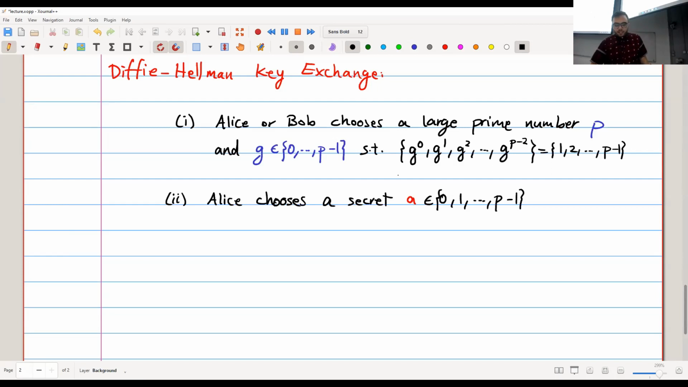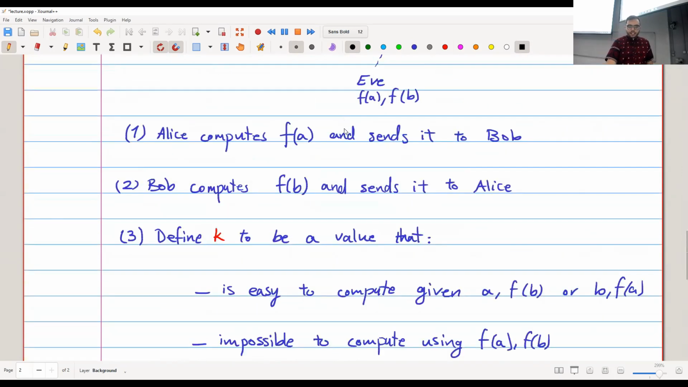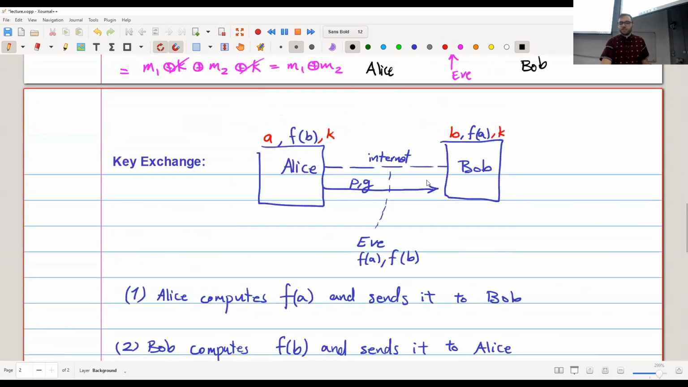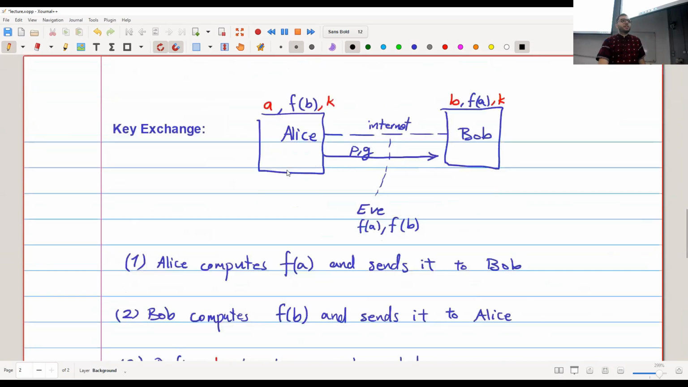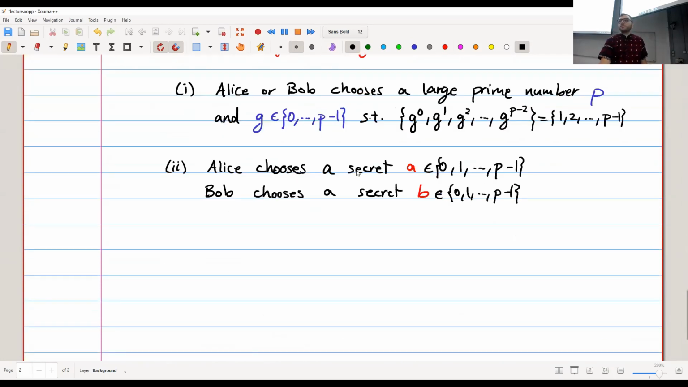Now, Bob does the same thing. Bob chooses another secret, and Bob's secret is supposed to be called B, in 0 to p-1. And again, all of this is because I want to have a key exchange like here. I want to have a situation where each of them have a secret at the beginning. And I'm saying, how can you have a secret? Well, the easiest way to have a secret is to just find a random number between 0 and p-1, right? And don't tell it to anyone. That's a secret.